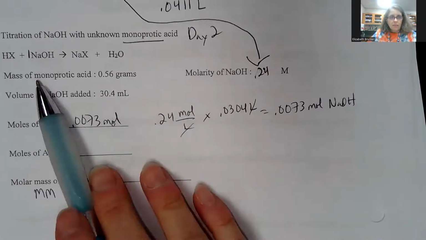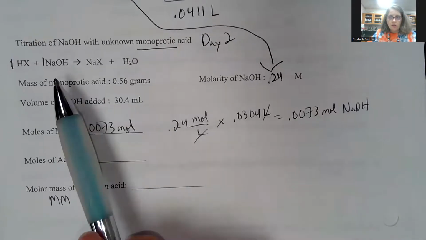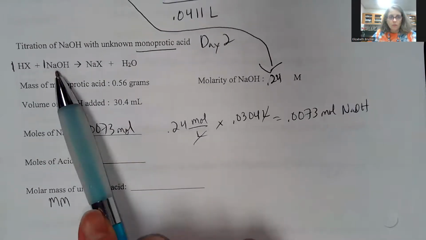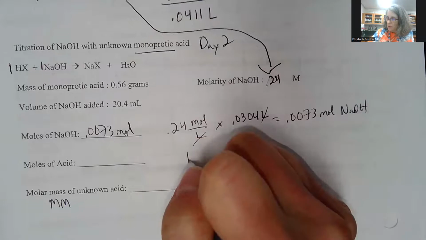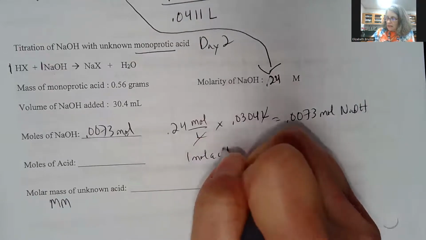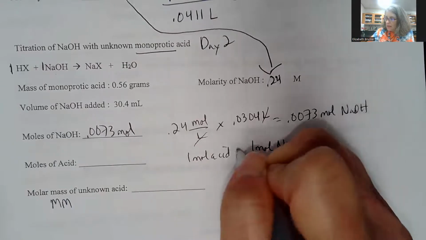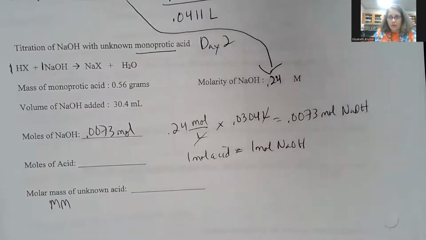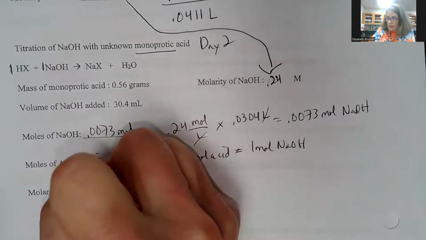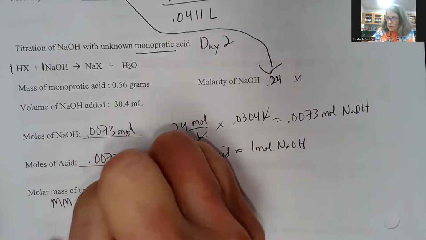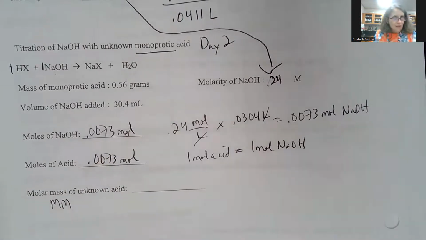Again, the nice thing about this is day 1 and day 2, we are talking a 1-to-1 relationship. So every mole of acid is equal to 1 mole of the NaOH. So for this one, I think it's much more appropriate to put the relationship because there really is no math needed. So 0.0073 moles is going to be your moles of acid.